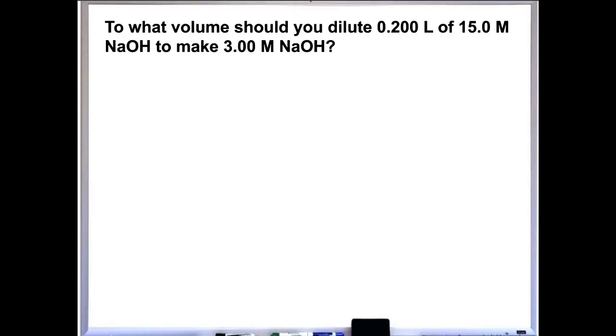Okay, so here's another dilution problem. It says, to what volume should you dilute a 0.200 liter solution of 15 molarity sodium hydroxide solution to make 3.00 molarity sodium hydroxide solution? Okay, so see if you can calculate this. What volume should you dilute a stock solution to get this new solution?